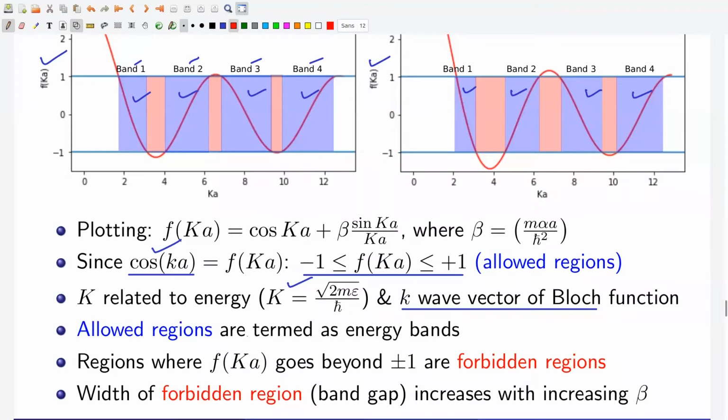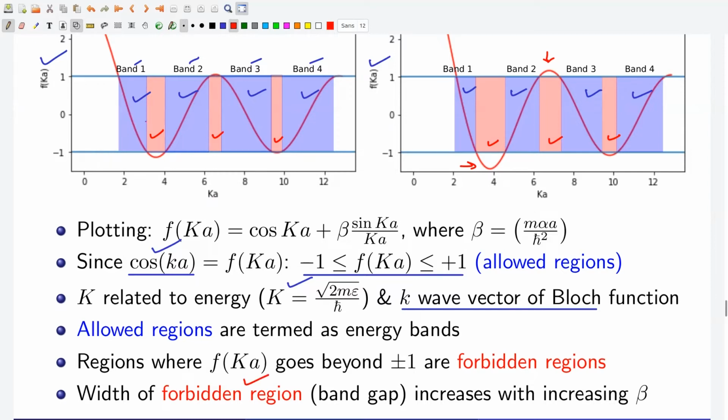Regions where f of Ka goes beyond +1 and -1 are forbidden regions, and they are shaded in red in the figure. So these are the forbidden regions, because f of Ka is either more than 1 or less than -1 in these regions. Forbidden regions are related to the band gap, and their width increases with the increasing value of beta.